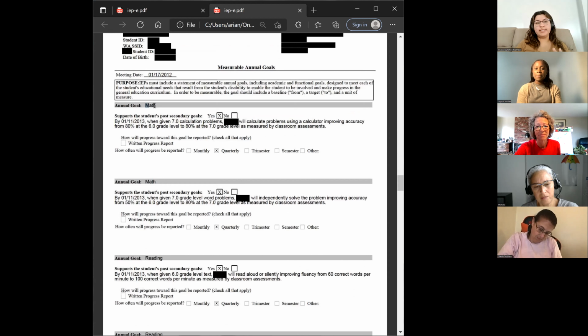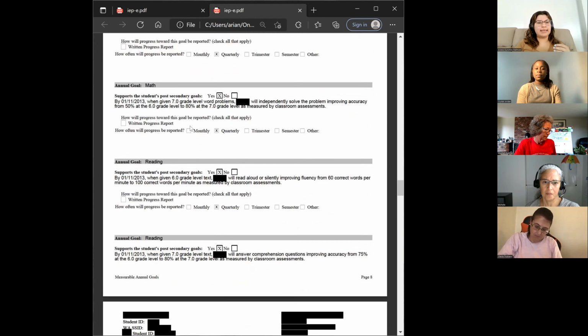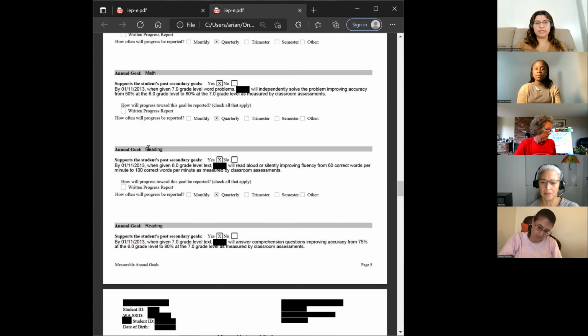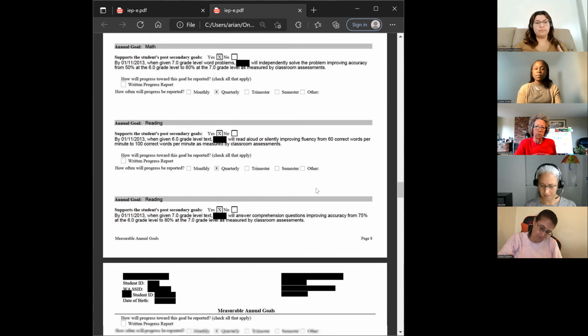Measurable. So this one is the measurable goal for math. By the time frame, when they're given this type of problem, they will have this type of response 80% of the time, whatever it is for that child. It can be regarding shapes, it can be regarding simple math, things like that. They have reading goals as well. So the time, 100 words correct per minute, things like that as well.